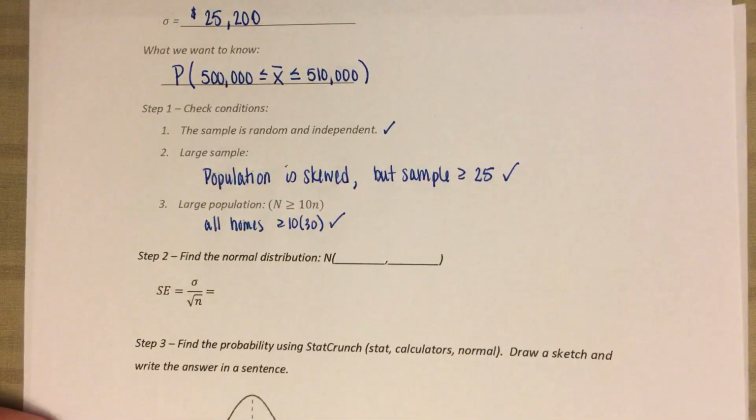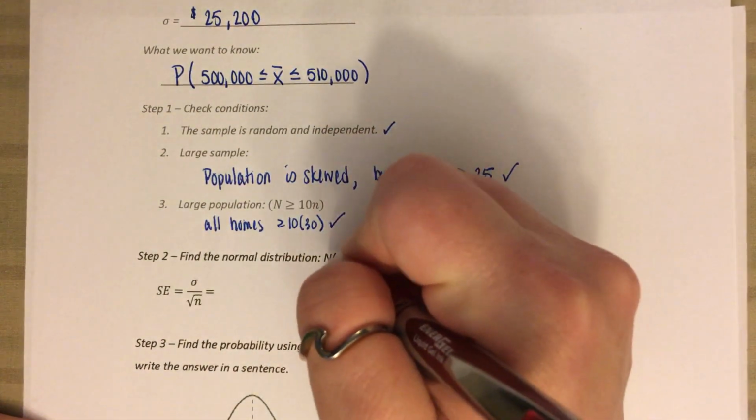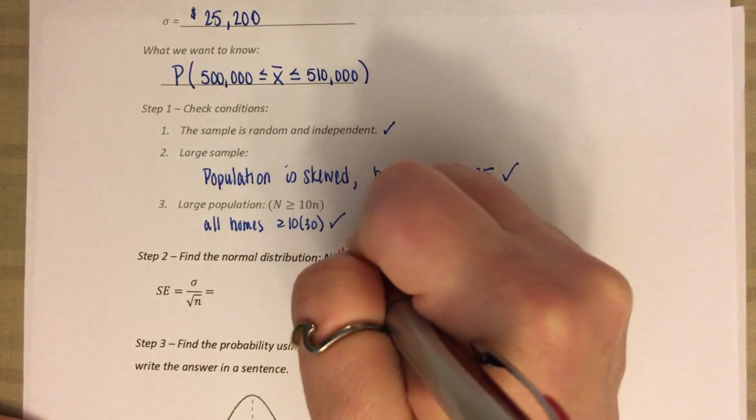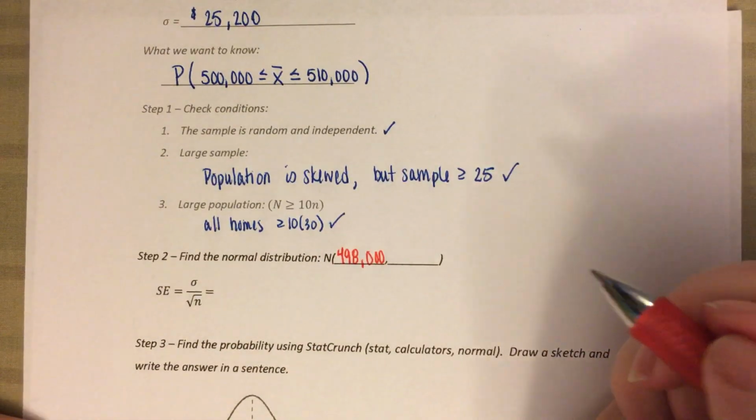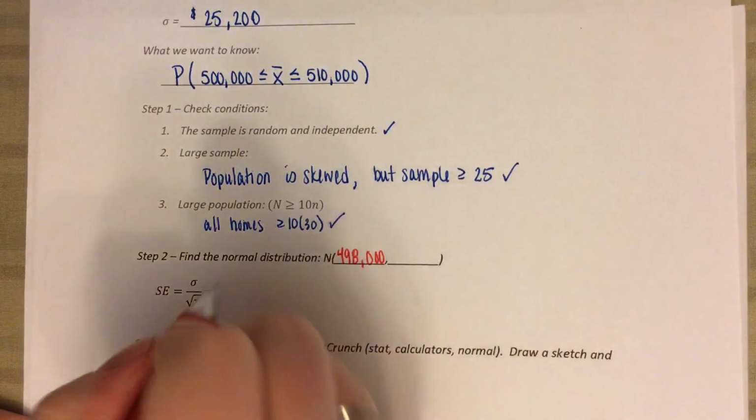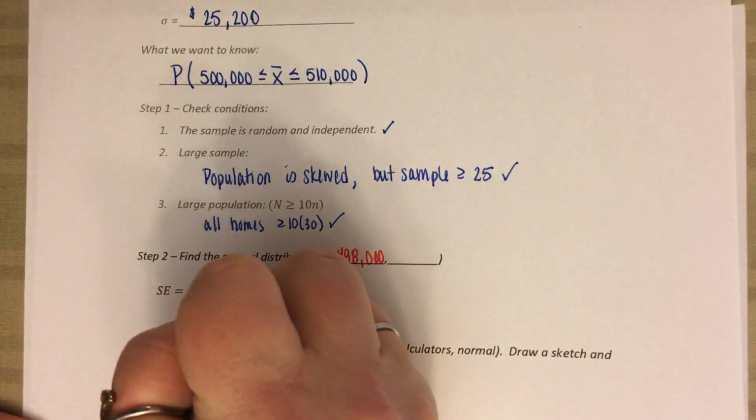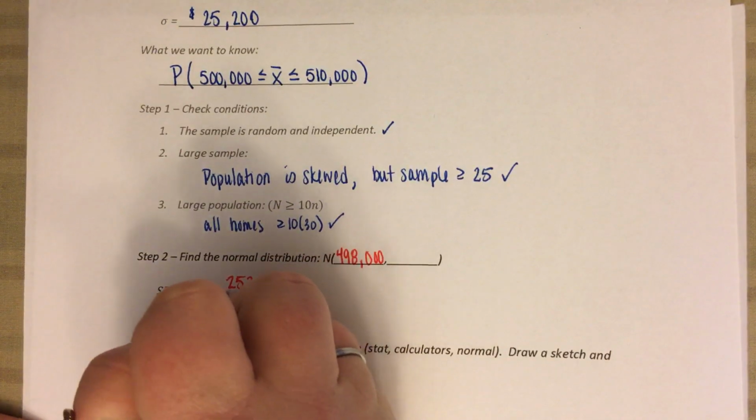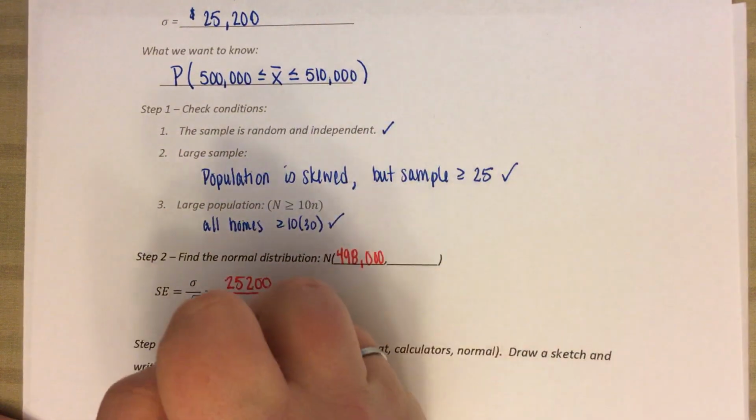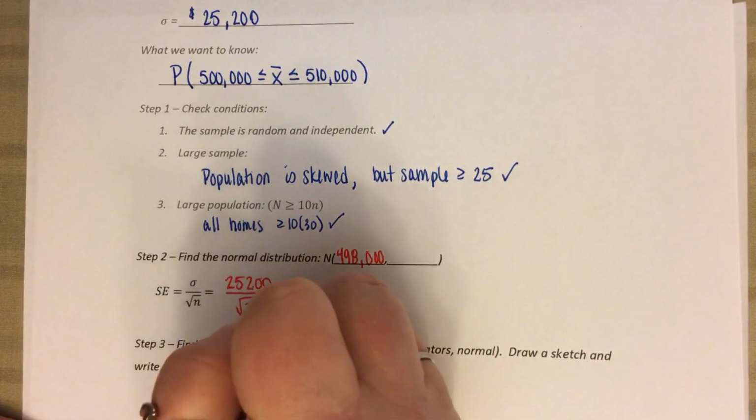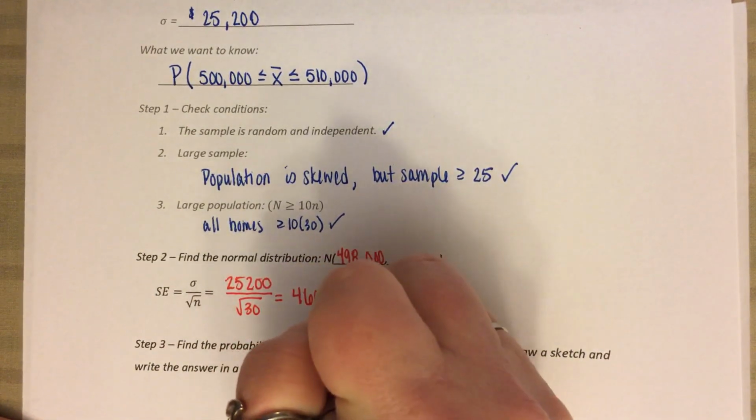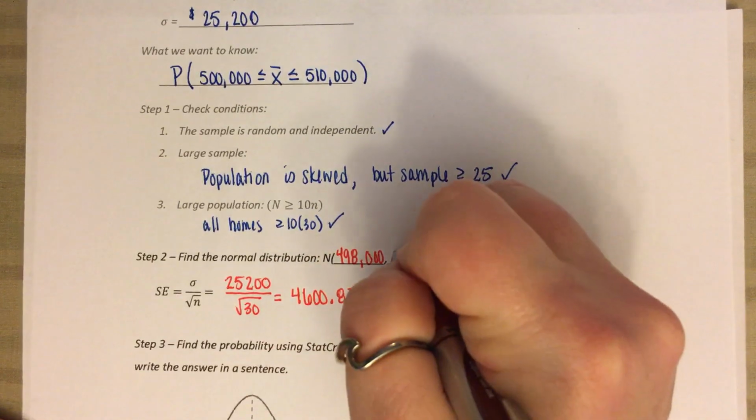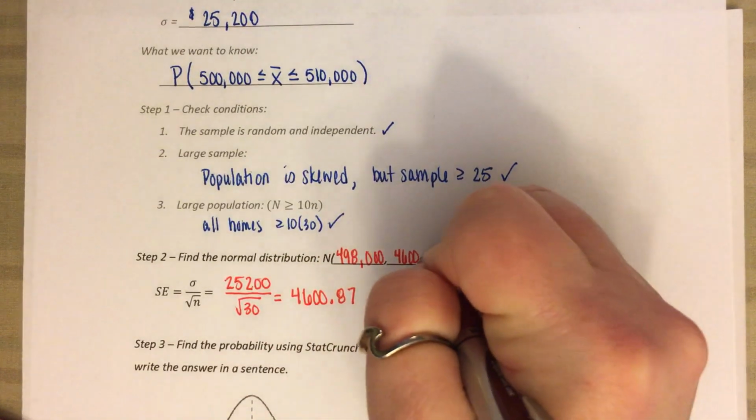Okay. Now we're going to find our normal distribution. Again, our N is our normal distribution. The first value in here is our mean. Our mean is 498,000. Now we need to find our standard error. So we're going to take our 25,200, our population standard deviation, our sigma, divide it by the square root of 30, and we're going to get $4,600.87.